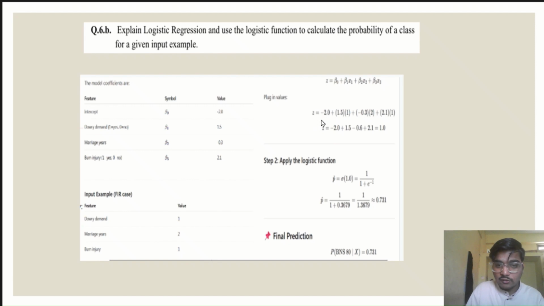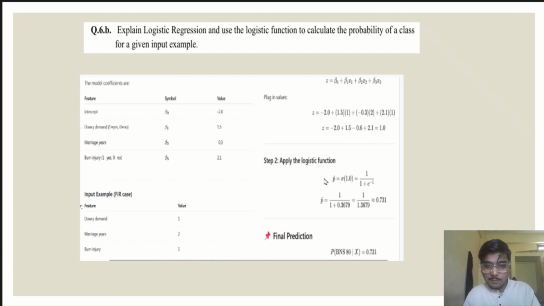Then we will calculate the value of z by using this formula. Beta naught is minus 2.0 plus beta 1 is 1.5 into z1, which is 1, plus beta 2 is minus 0.3 into z2, and then similarly beta 3 is equal to 2.1 and the value of z3 is equal to 1. Then we will calculate the value of z: minus 2.0 plus 1.5 minus 0.6 plus 2.1, which will give us 1 as the answer.